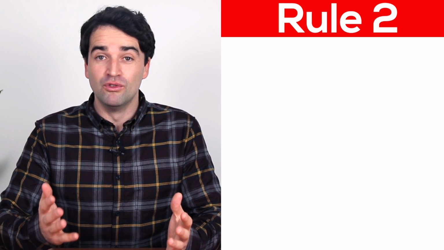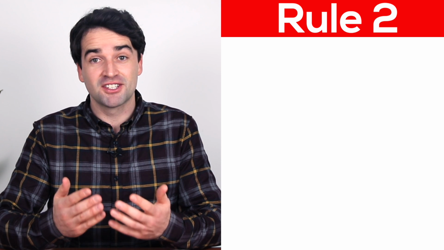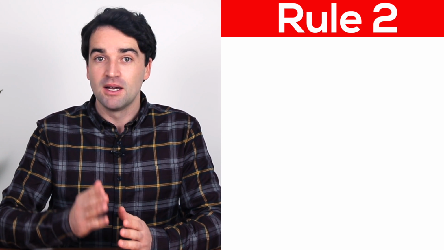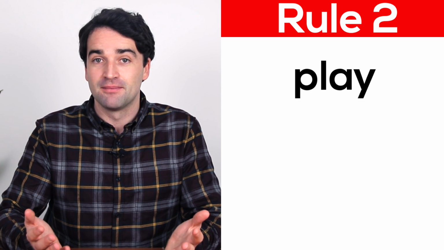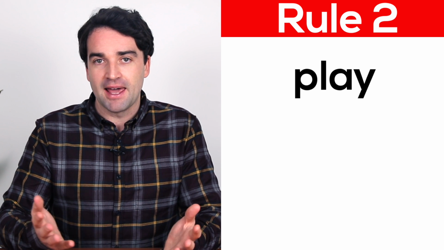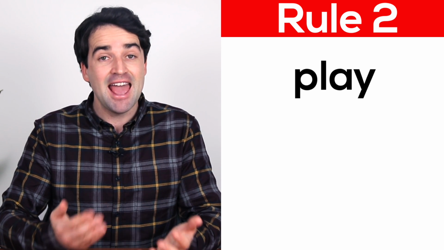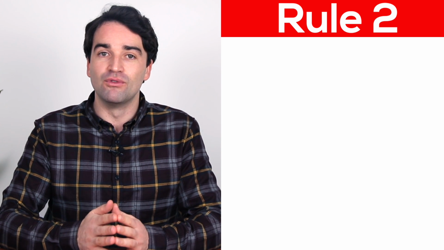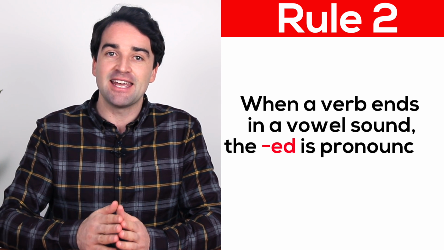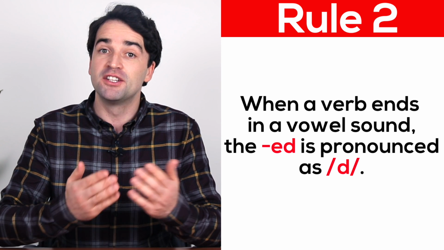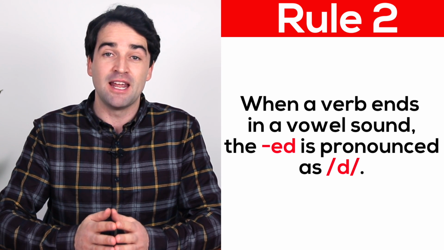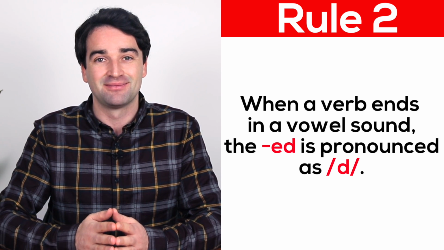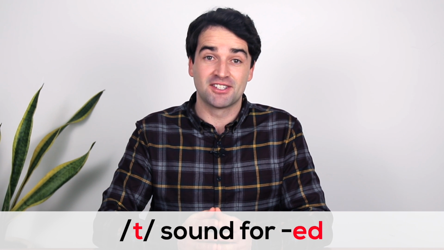There is one more rule you should know for the d sound for past tense verbs. So look at the word play. What's the last sound in play? Right, it is a. And a is a vowel sound. So the second rule is that verbs that end in a vowel also take the d sound when they are used in the regular past tense. Now let's look at the t ending sound.